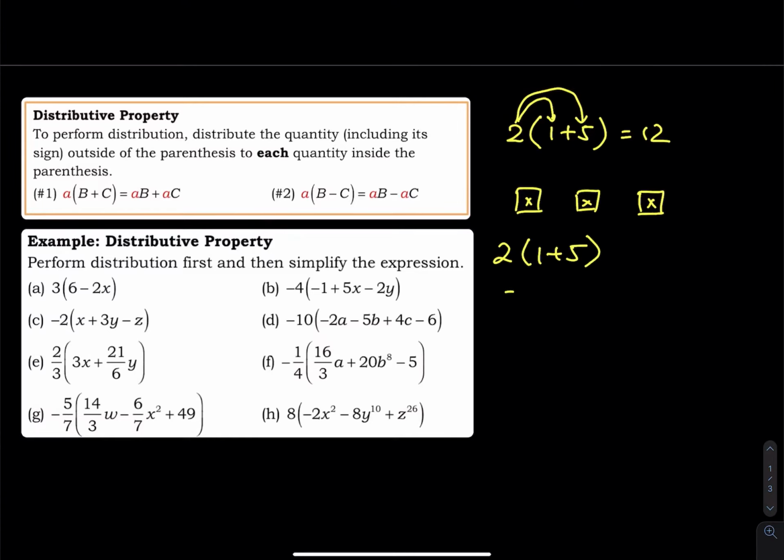All you have to do is put the 2 in front of the 1 and put the 2 in front of the 5. This plus goes right over there. So this is 2 plus 10 equals 12.